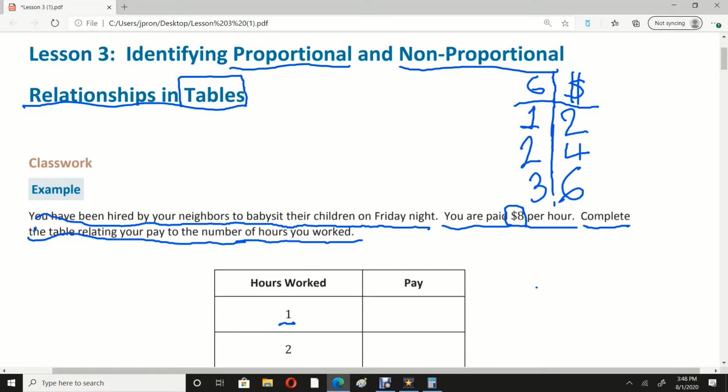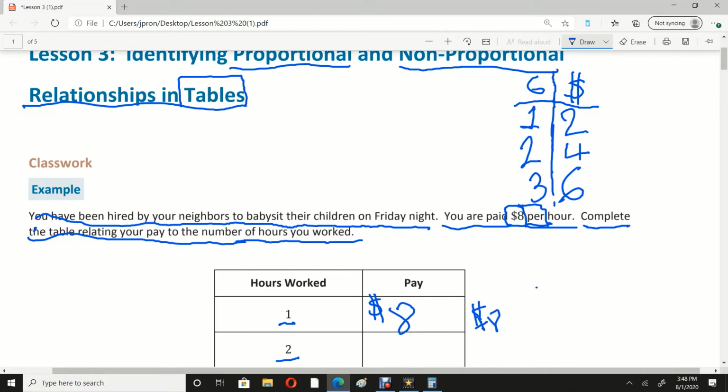Yeah, if we're paid $8 per hour, then we're going to be making $8 in that first hour. Very good. So then how much would we make on the second hour that we worked? Well, we would just get another $8, right? So we would just add $8 and we get to 16.